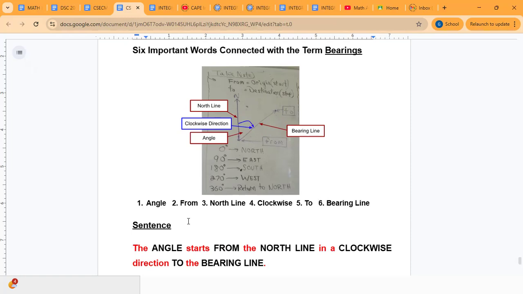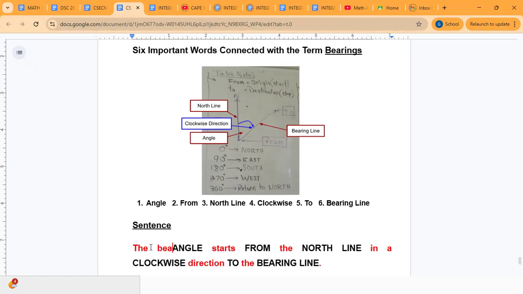So if you put those 6 words in a sentence, it will look like this: the bearing is... Bear in mind we're looking at the word bearing, so let's underline it, let's underscore it. But we're not putting it in black because we're focusing on the 6 words connected to it. So the bearing, we can put a capital B.